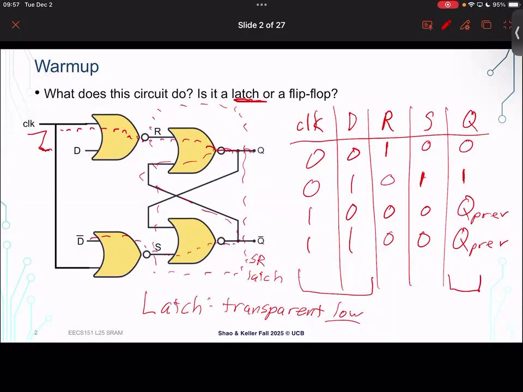All right. The diagram has become very messy and full of dots. I hope that's okay. Other questions on the warm-up?